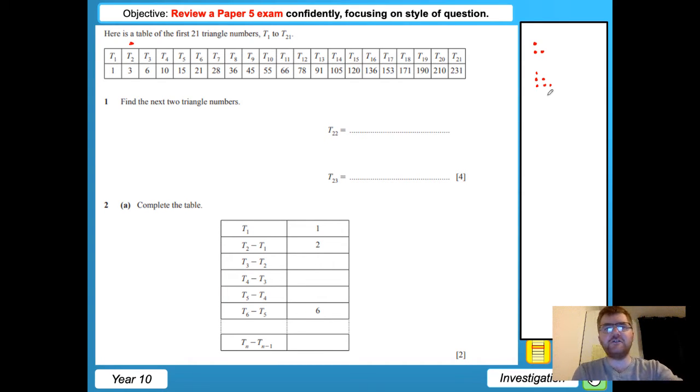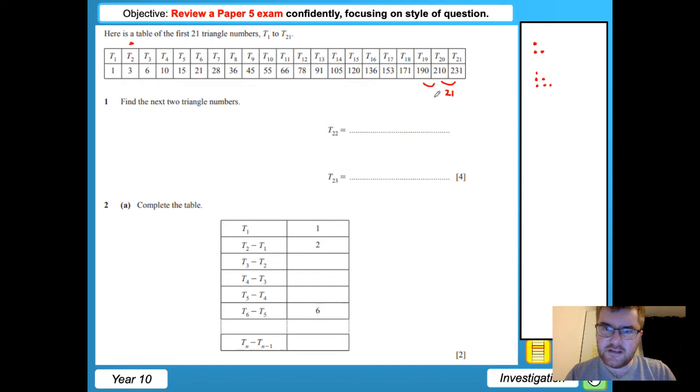So we need to find the next 2 triangle numbers, so T22 and T23. So we need to start looking at the pattern that's going on. Well, if we look at these 2 numbers here, the difference between them is 21. So 210 plus 21 is 231.